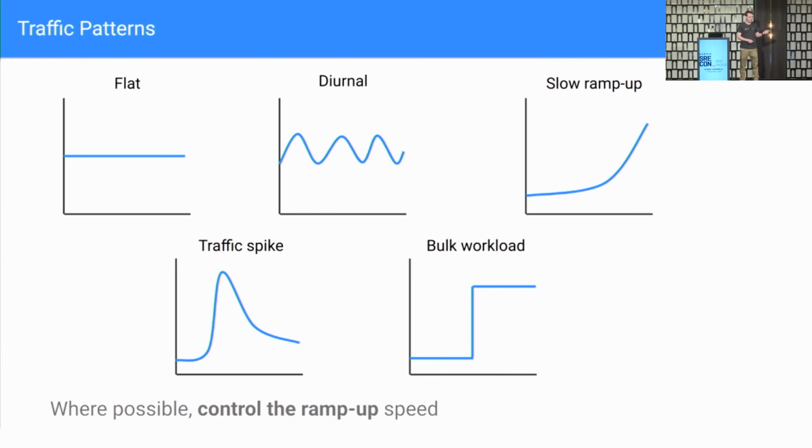So you can see that the ramp-up speed is really important, right? The slower the ramp-up, the easier it is to handle and the more time your auto-scaling system has to react. So wherever possible, you want to control that ramp-up speed, right? This is easier if you're talking about an internal service and you control the client, but it can be done if your clients are external as well.